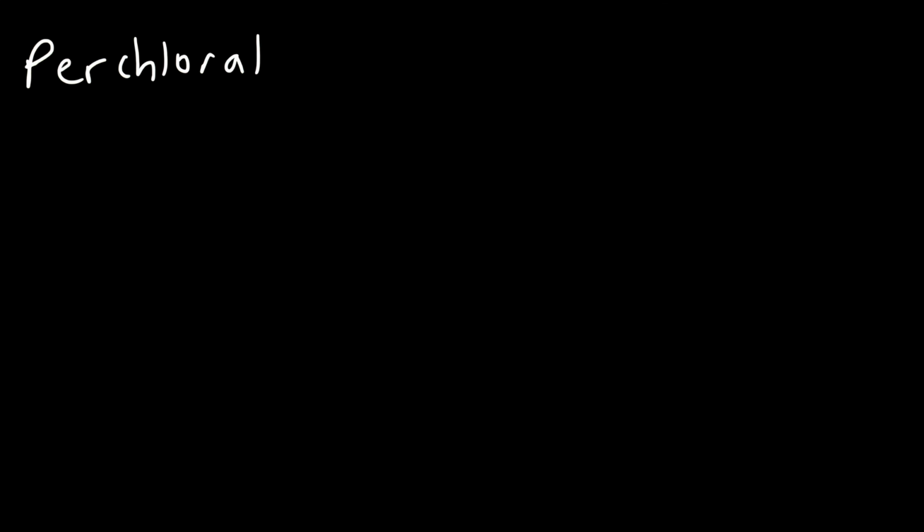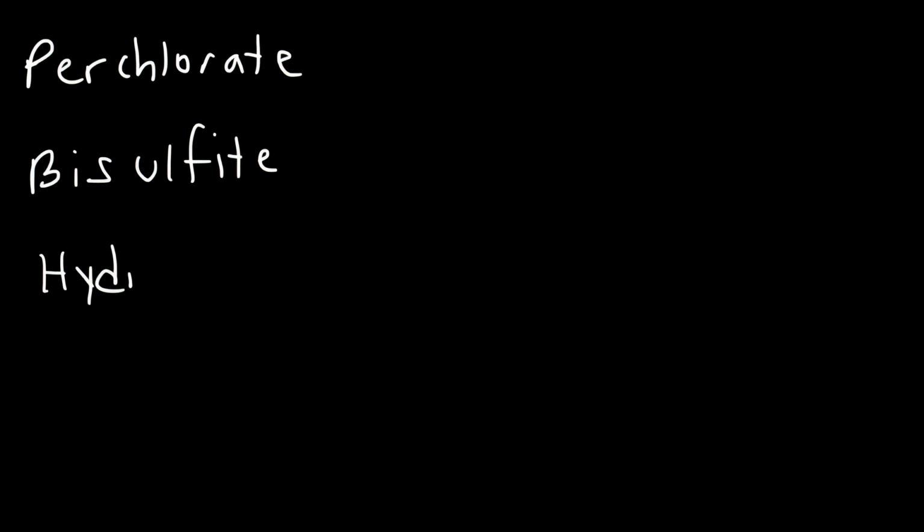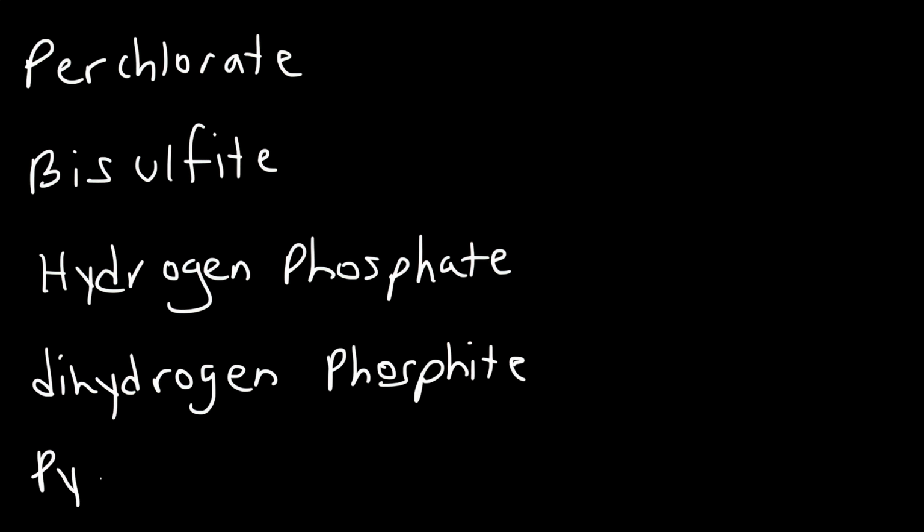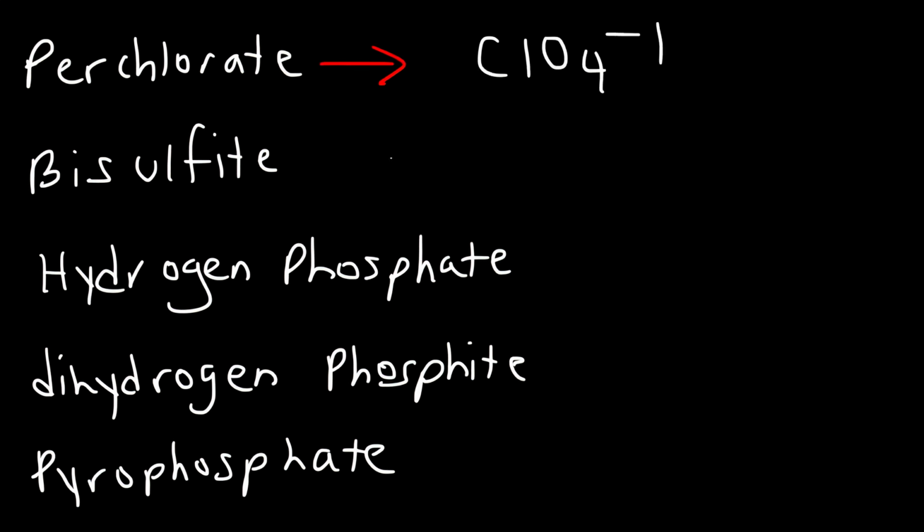Perchlorate, bisulfite, hydrogen phosphate, dihydrogen phosphite, and lastly, pyrophosphate. So let's start with perchlorate. Perchlorate is going to have four oxygens and a -1 charge.